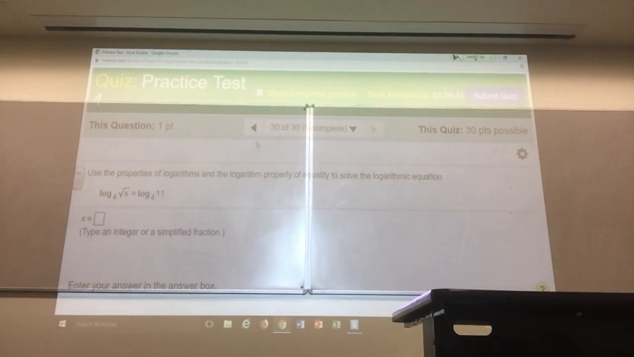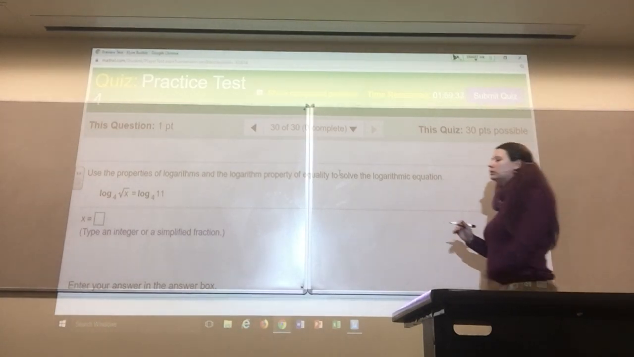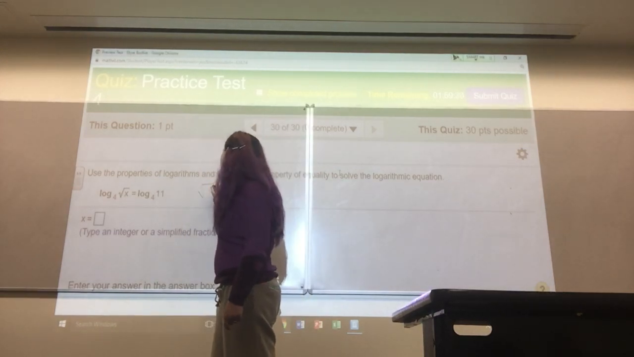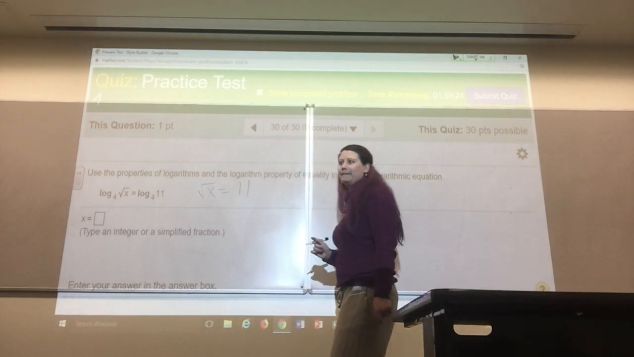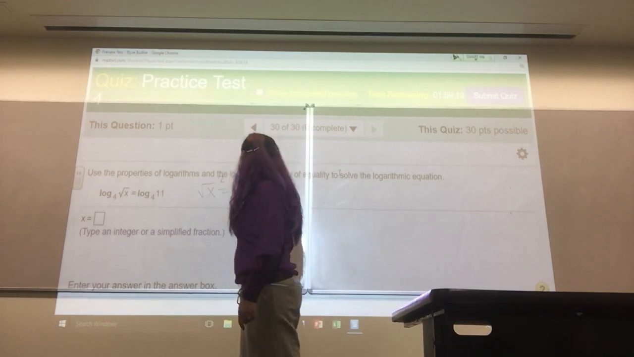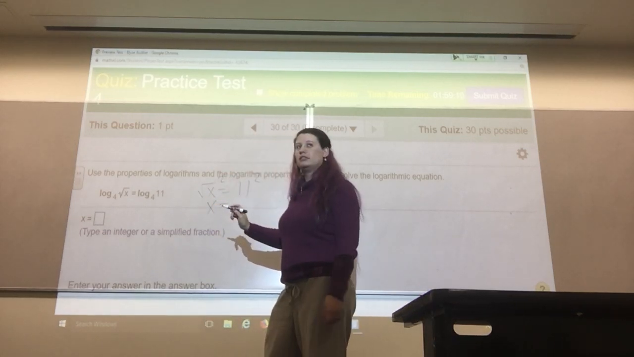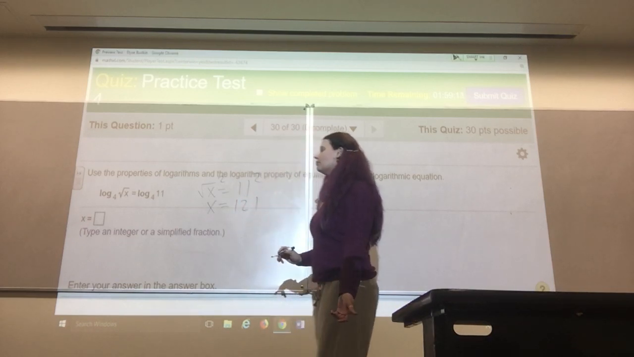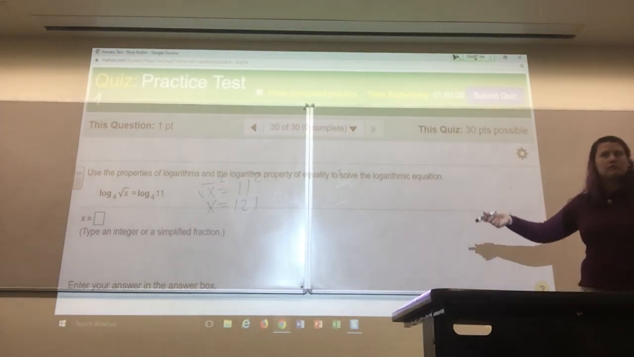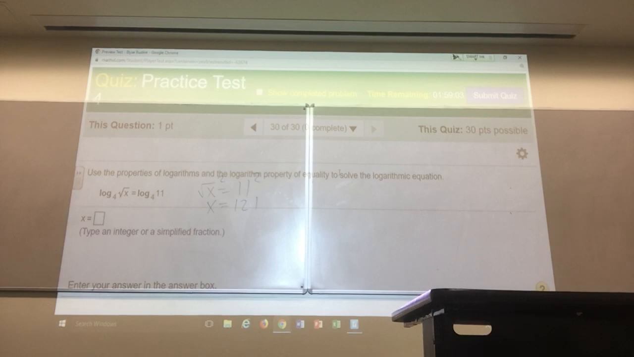How are we on this? Good? Sure. So what do we notice? Same base. Same base. So what can we do? Equal them. Equal what? The square root x and the inside. Okay, what now? We don't like the square root, so we square both sides. So we have x equals 121, and that's it, right? Because, can we plug it in? Yes. It's positive, essentially, because it's going into a root inside of a log. So it's like doubly can't be negative.